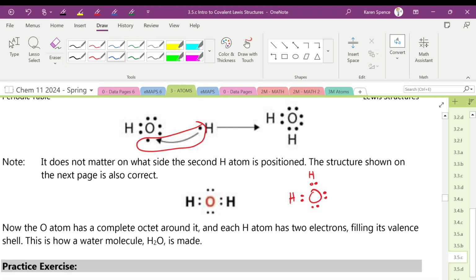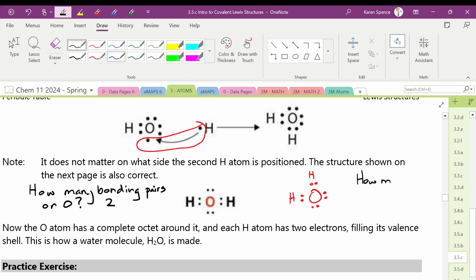And while we're here, how many bonding pairs does oxygen have? Two bonding pairs. How many lone pairs on oxygen? 2. Does that make sense? That you should have 2 pairs and 2 pairs? You need to have some form of 4 pairs, right?